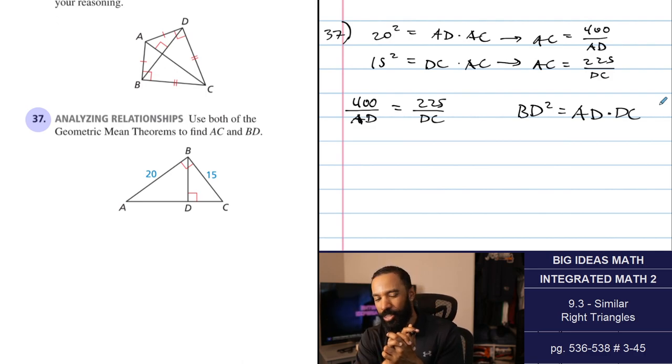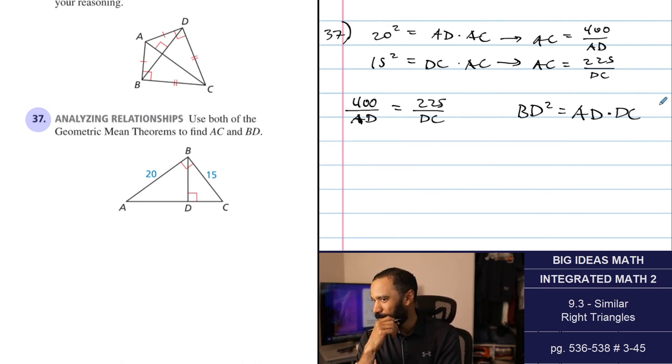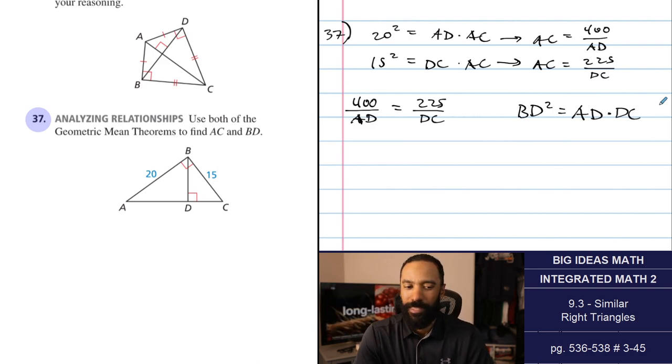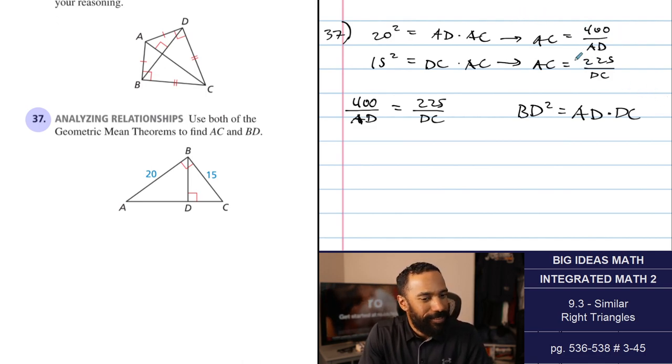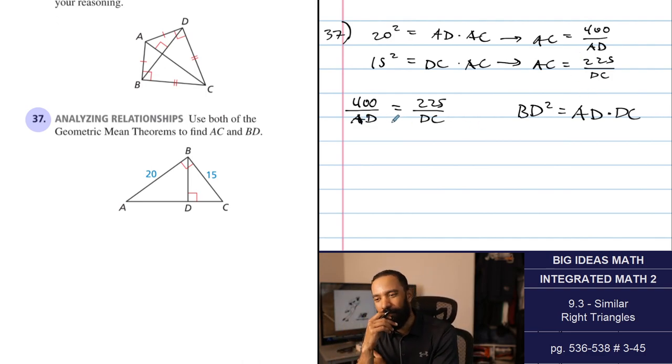Are they allowing me to use the Pythagorean theorem, or do I have to work this stuff out in such a way that this is going to make me upset? Because I can't get to AD times DC in any other way here. AD times DC, but they're down here. If I divide it by AD, that's not really going to get me anything. I set these up right? 20 squared is AD times AC. I don't know if what I'm doing is working out, because I lost AC in the shuffle.